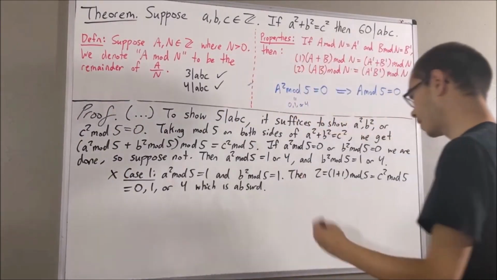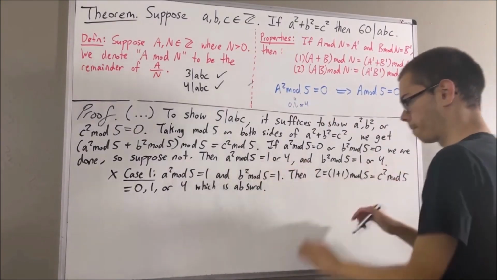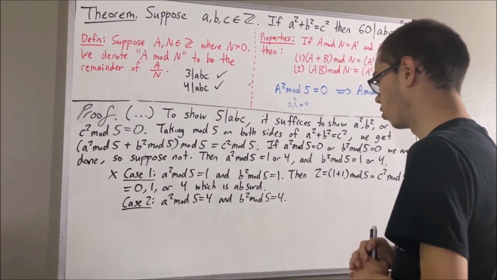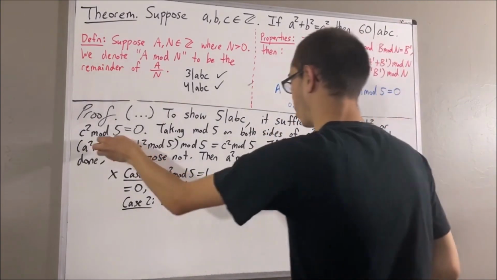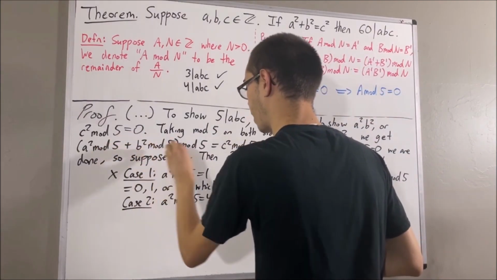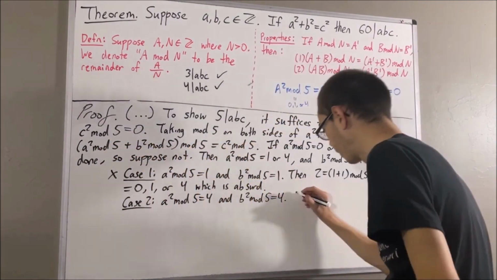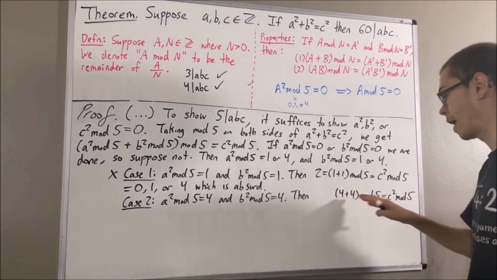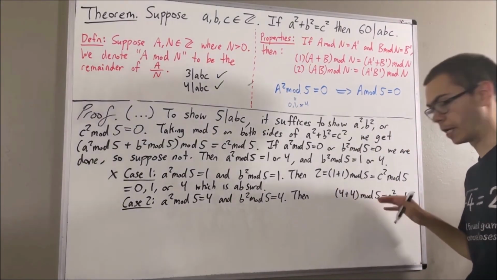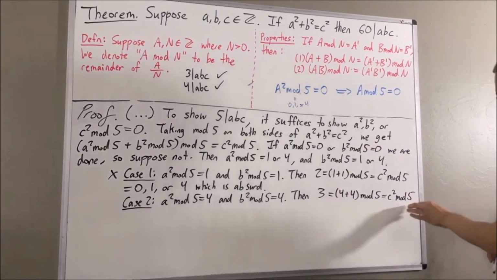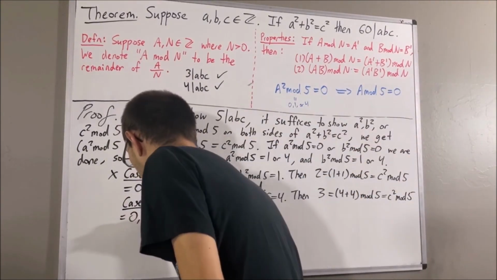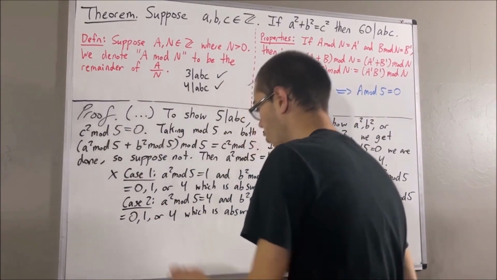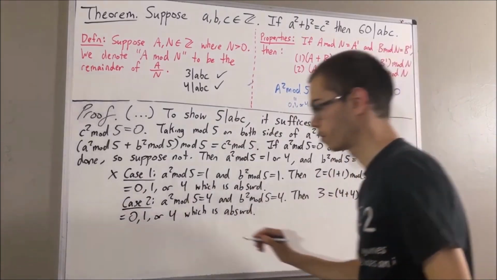So now let's move on to our next case, where they're both equal to 4. If we substitute this into our equation, we get 4 plus 4 mod 5 equals c squared mod 5. Notice on the left-hand side we have 8 mod 5, which is equal to 3. But c squared mod 5 is equal to 0, 1, or 4, which contradicts the fact that it's equal to 3. So we have shown that this case is impossible.